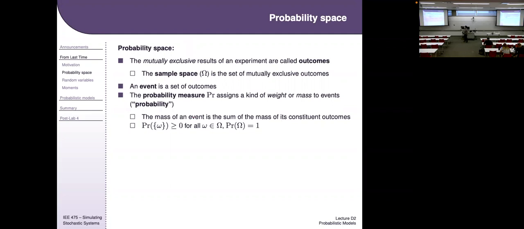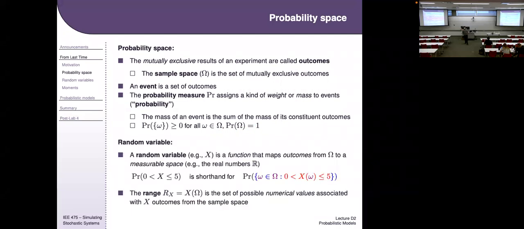So with that, the probability of any subset of the sample space is going to be greater than or equal to 0, and the probability of the sample space is equal to 1. So that's probability. Then what's a random variable? It's neither random nor a variable. It's a function that maps outcomes from that sample space to the real numbers, referred to as a measurable space.